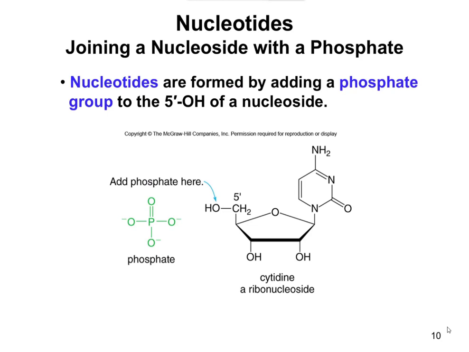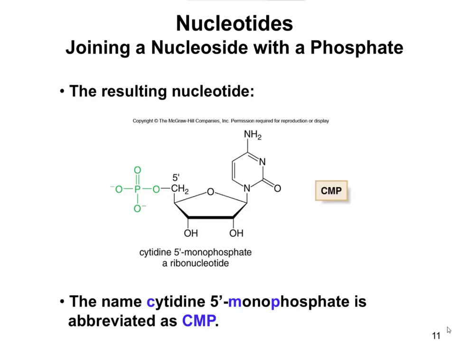So now we're going to make the leap to nucleotides. Nucleotides are going to be the same thing as a nucleoside, except that on carbon 5, right here, we are going to add a phosphate to it. So again, looking at cytidine here, we're going to add a phosphate to it, and that's going to make a nucleotide. The resulting nucleotide, if you look at the name down here, is cytidine 5' monophosphate.